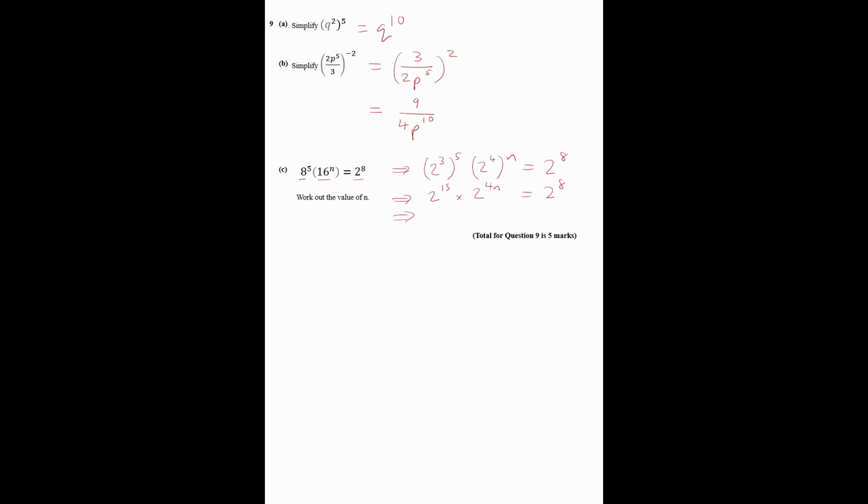Using the addition law here, because I'm multiplying and the base is the same, I can use 2 to the power 4n plus 15 equals 2 to the power 8. Now I've got just 2 as the base, and powers that are equal to each other. They must be equal because 2 is the same base. So 4n plus 15 equals 8. Subtracting 15 from both sides, 4n equals minus 7. Dividing by 4, I get n equals minus 7 over 4.